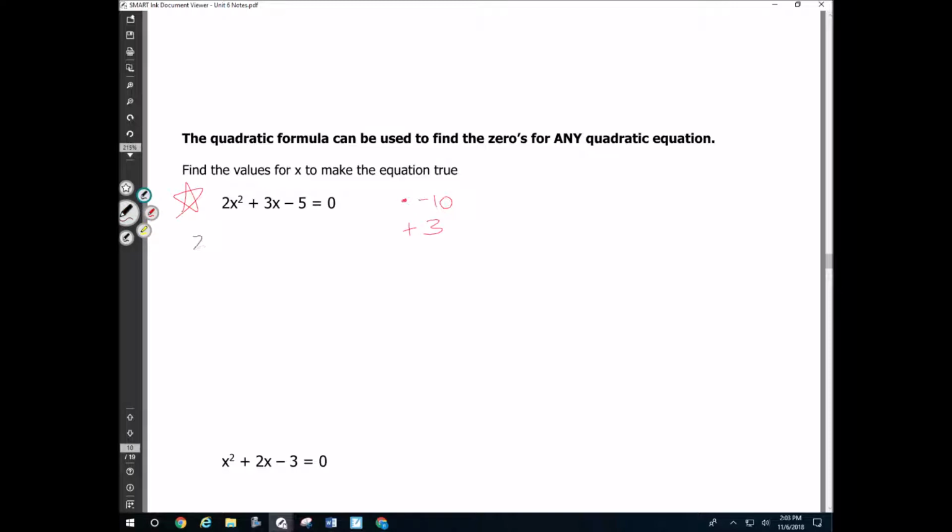Okay, so I get 2x squared plus 5x minus 2x minus 5. This can be factored. And I get 2x plus 5 times x minus 1. And I get x equals, this would be negative 5 halves and 1. Great.